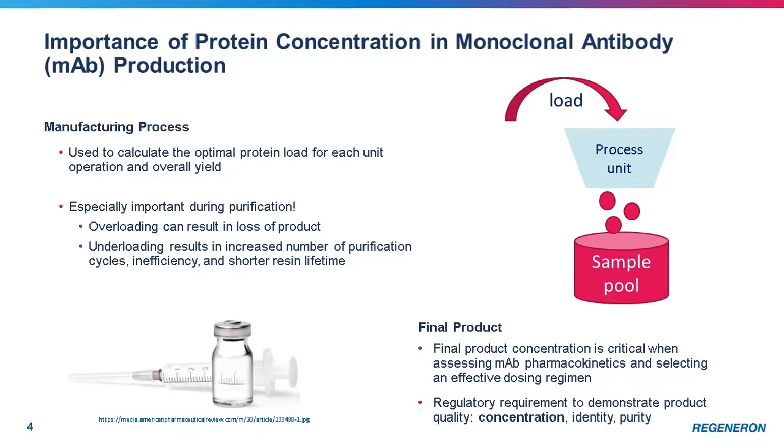Concentration is also important in the final product. The concentration is critical when assessing the pharmacokinetics of the monoclonal antibody and selecting an effective dosing regimen for the patient. Oftentimes, the final product can be administered in different doses during a clinical trial. If the product concentration is not accurate, we risk misdosing a patient, which can then lead to inaccurate study results and potentially health complications. Most importantly, this is a regulatory requirement.